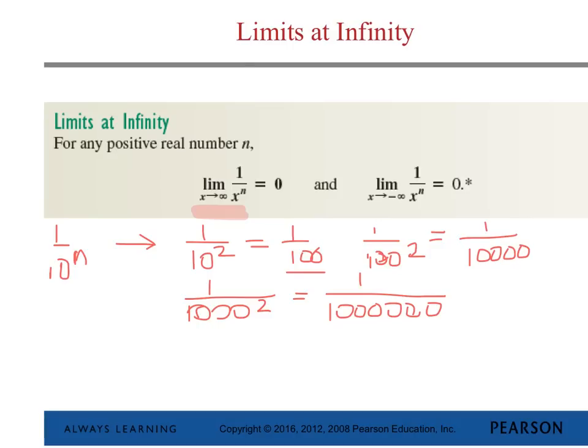1/100th is small. 1/10,000th is really small. 1/1,000,000th is extremely small. And so far we're only up to x being 1,000. What happens as x gets larger and larger and larger, x approaches infinity, is that these fractions get smaller and smaller and smaller.